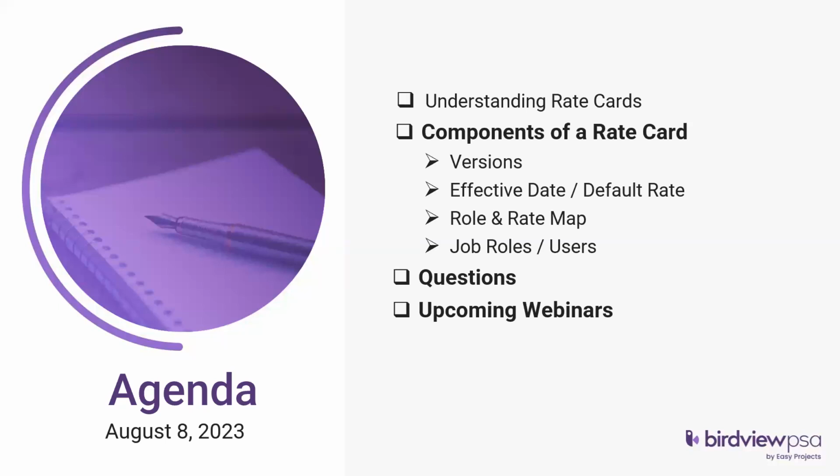In this workshop, we're going to understand how rate cards work and the different components of rate cards: the versions, the effective date, and the default rates, and how rates are mapped to the roles or job roles, and how to add and modify job roles and users in a rate card. Then we're going to go through the questions in the last 10 minutes, and then we will quickly review the upcoming webinars in the future.